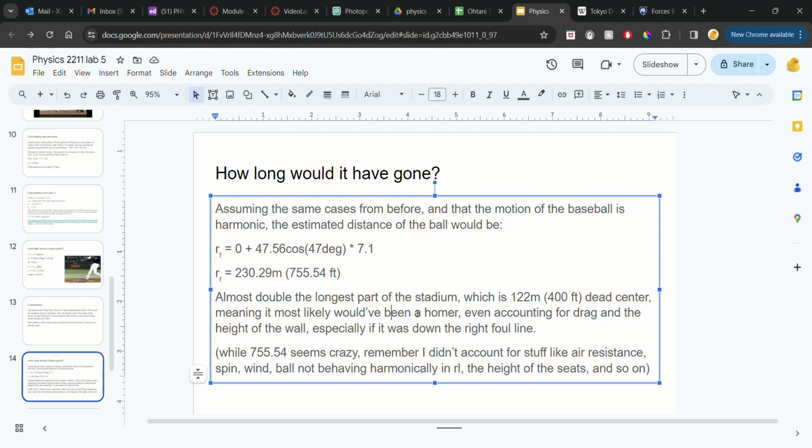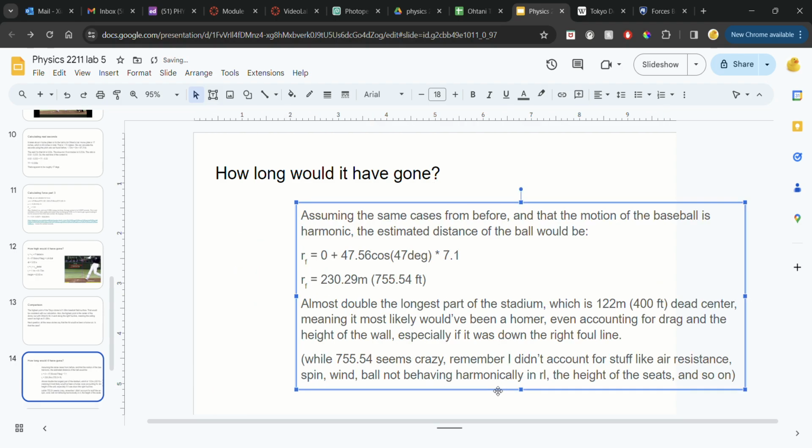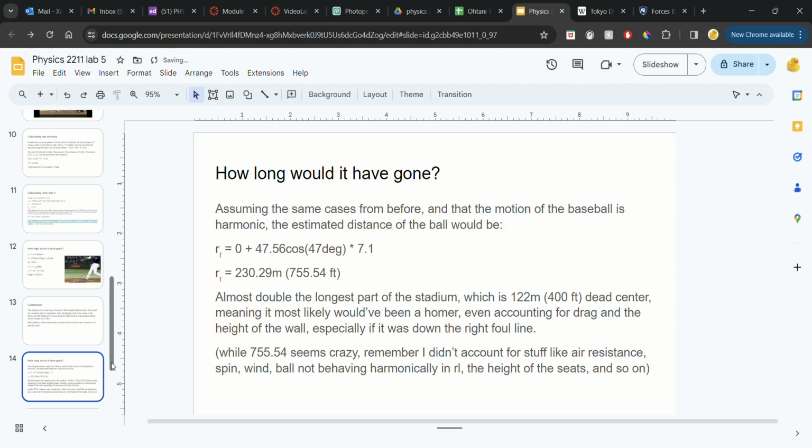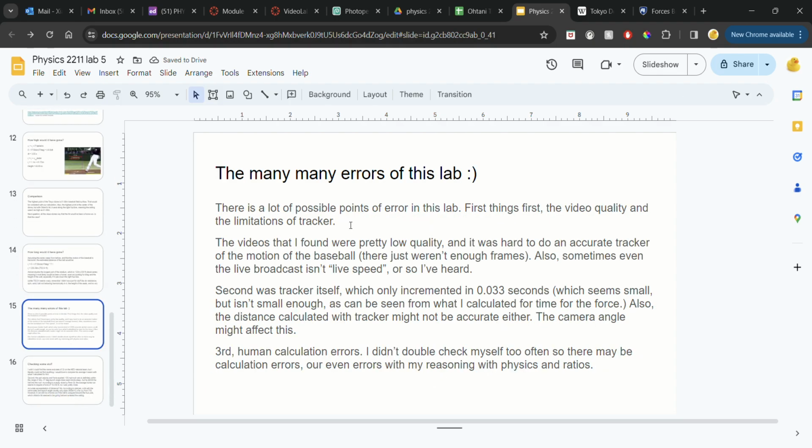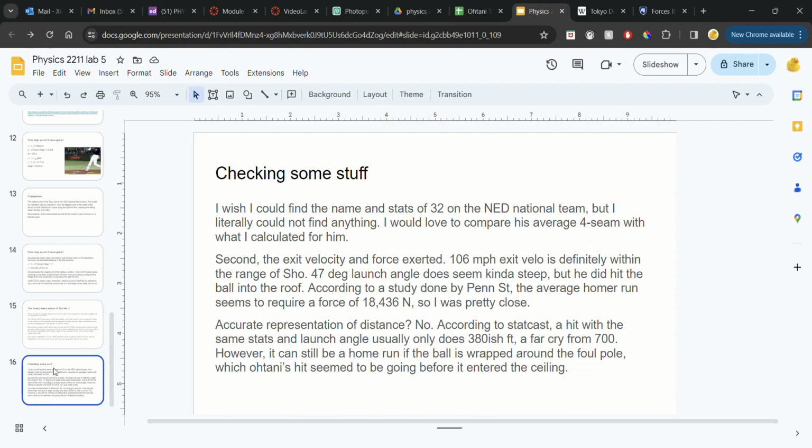But remember, I didn't account for stuff like drag, height of the wall, how tall the seats are, wind, air resistance, and the ball not behaving harmonically. So there's a lot of errors in this lab. I'm going to let you pause it and read it because we're going way over time.